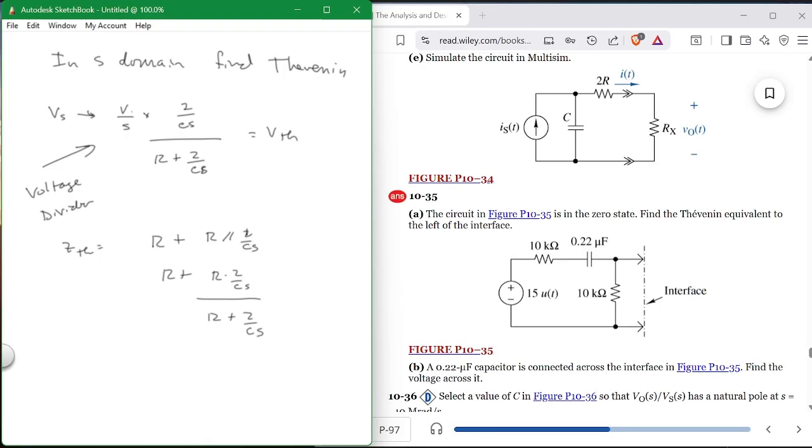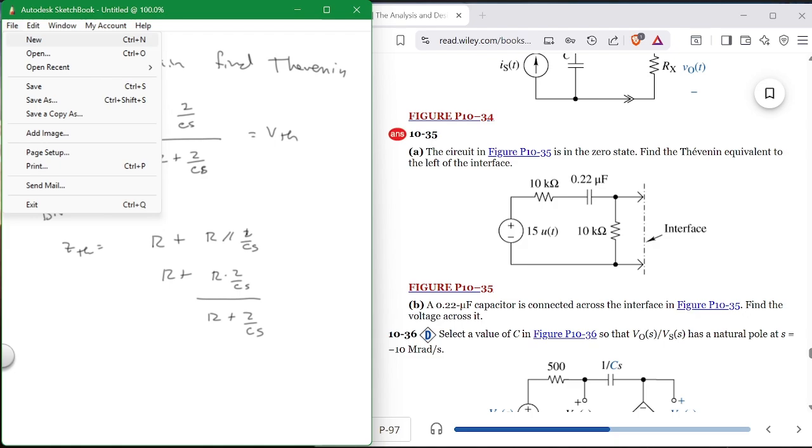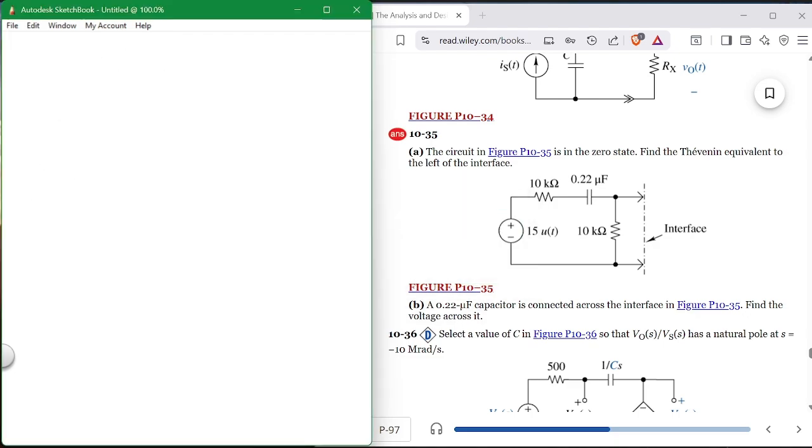Here we go. Now, this one is actually with numbers. So here we are. This is 1035, okay? So it takes all the way to 1035 to find ones that actually have numbers. All right, so let's do 1035.